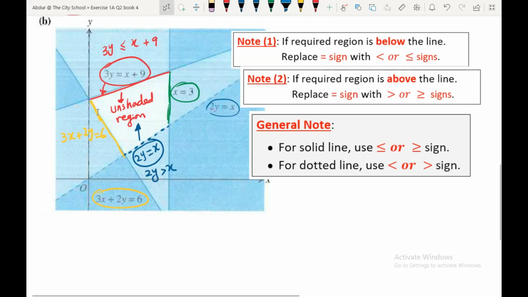Now, for the yellow line, the unshaded region is above the yellow line. So according to the rule, if the required region or unshaded region is above the line, you have to put greater than or greater than or equal to sign. This is the solid line here. So I'm going to replace the equal to sign with greater than or equal to sign. So 3x plus 2y is greater than or equal to 6 for the yellow line.